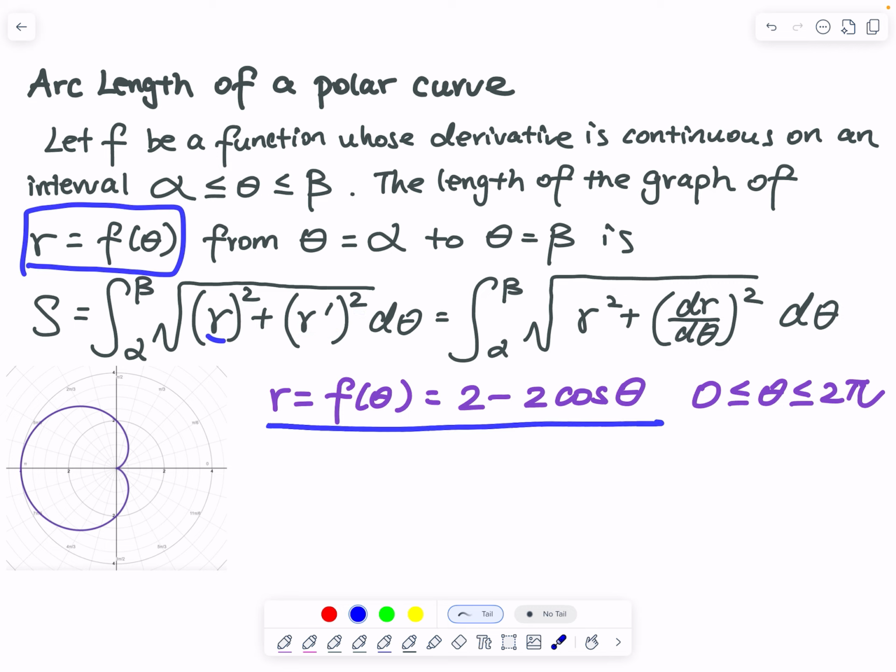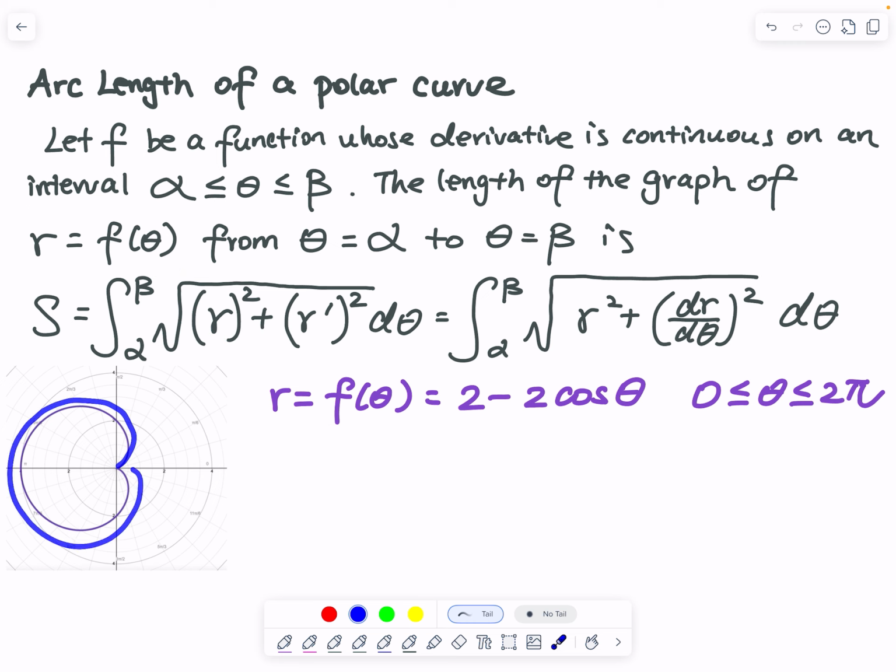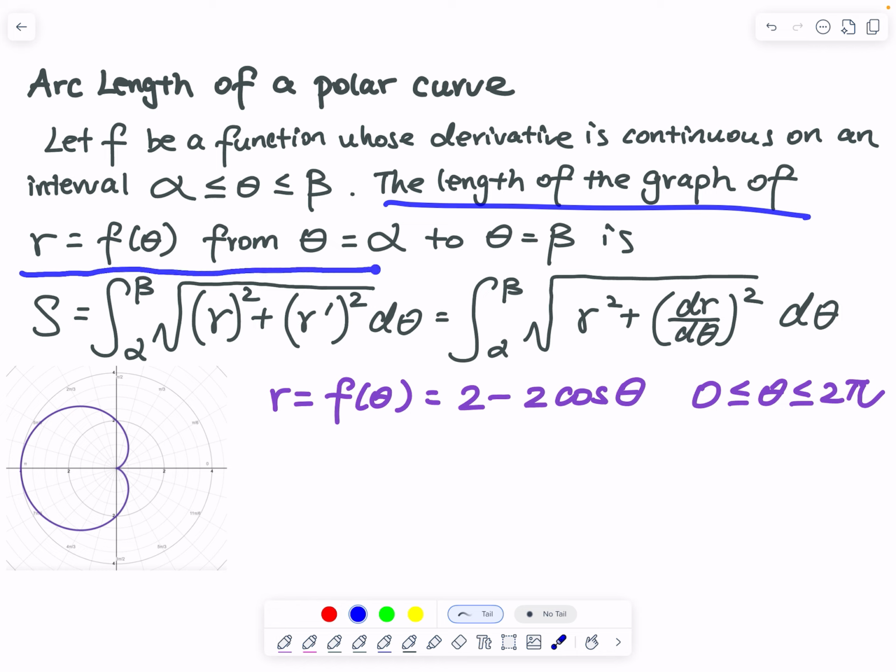So I give you a polar equation, you sketch the graph, and then for this graph you will need to find the arc length. This graph goes from 0 to 2 pi. The length of the graph of r equals f of theta from alpha to beta is this integral. So you have a polar equation, you need to square the equation, and then you find the derivative. You also square the derivative, you plug in, and then you integrate. I will say the hardest part can be the square root.